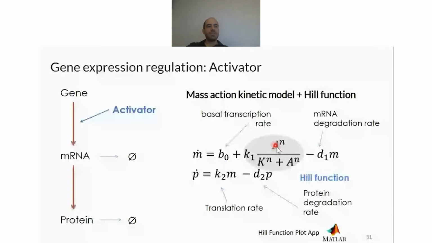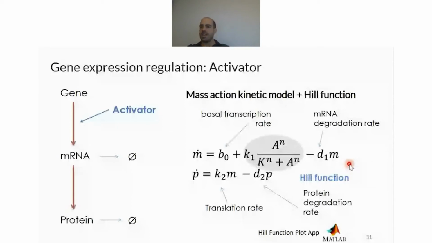And if you see here, it depends on A. A is another variable in the system, which is the amount of activator that we have. Later on, we will be able to model also this A, depending on what's going on. But here it can be something that we can put from outside, and we will be able to see how this changes the level of mRNA.